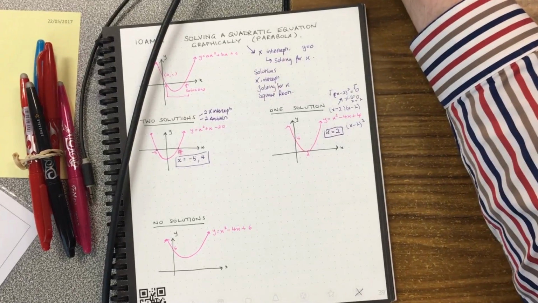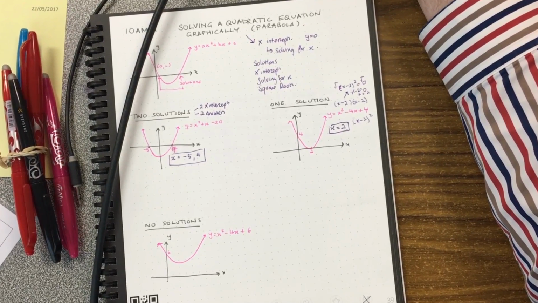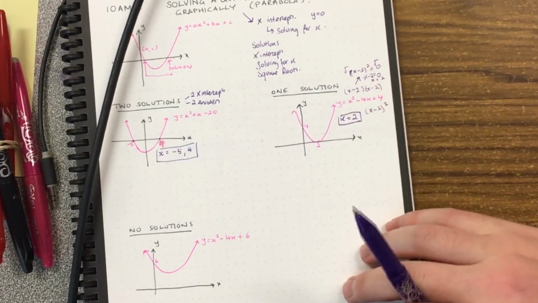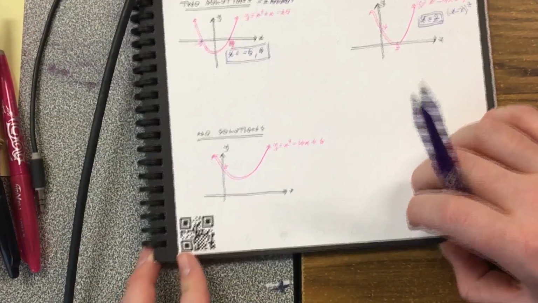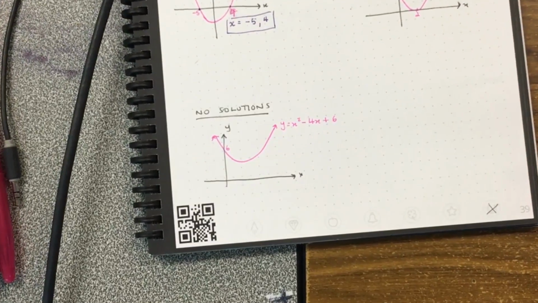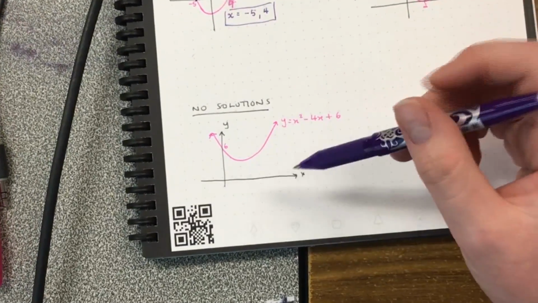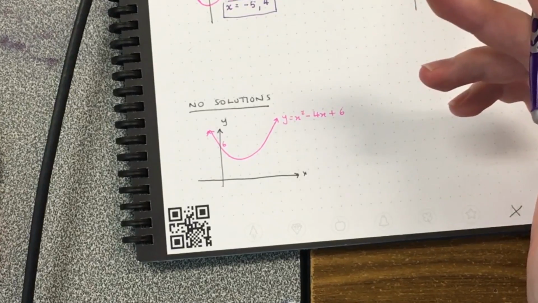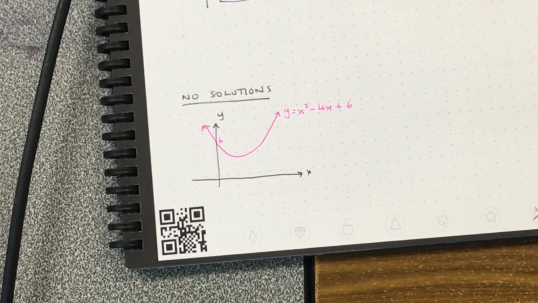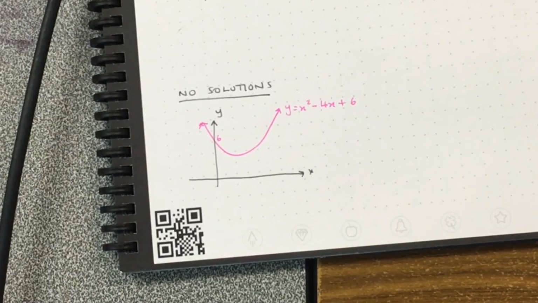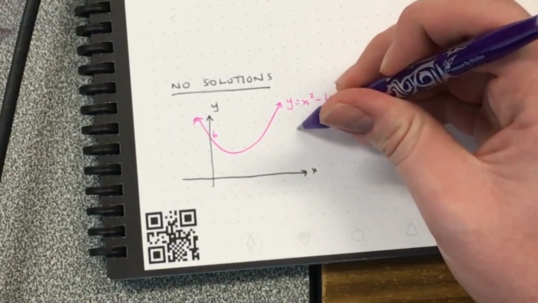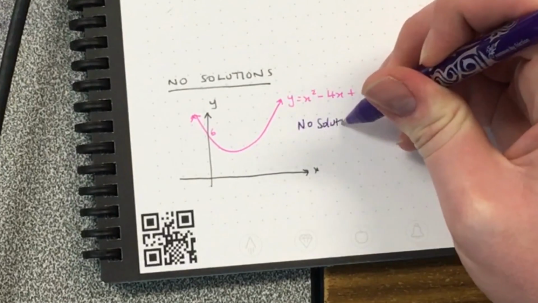Now, at the bottom of this sheet, you'll also see an example of a quadratic that has no solutions. X equals 0? Yeah, well, not even that. This quadratic here has no x-intercepts. It is unsolvable. No matter if you use the quadratic formula, completing the square, anything like that, it is unsolvable. So there are no solutions.